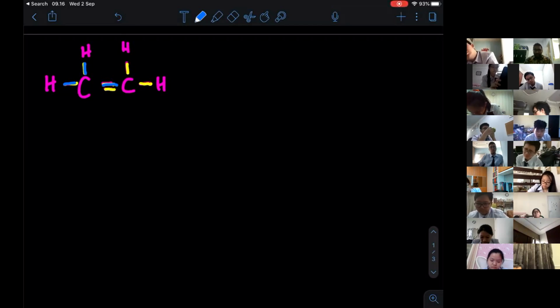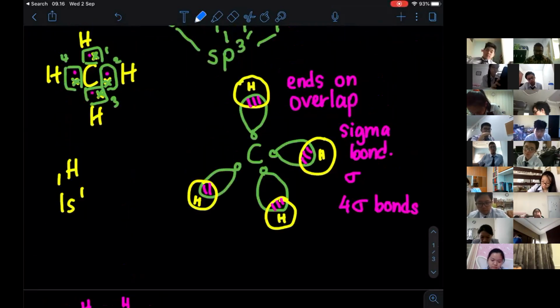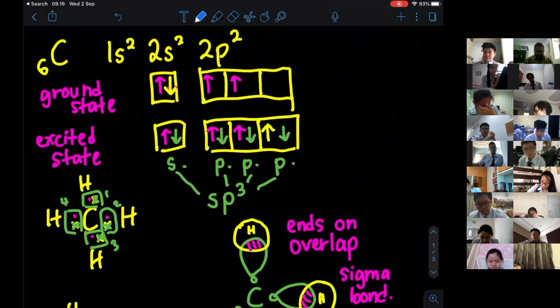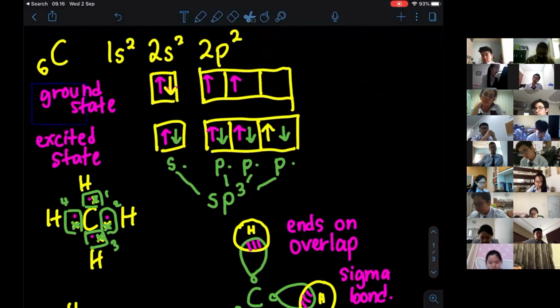Okay, so 3. So we know that earlier when we actually did the ground state and excited state, I will actually take this part here.